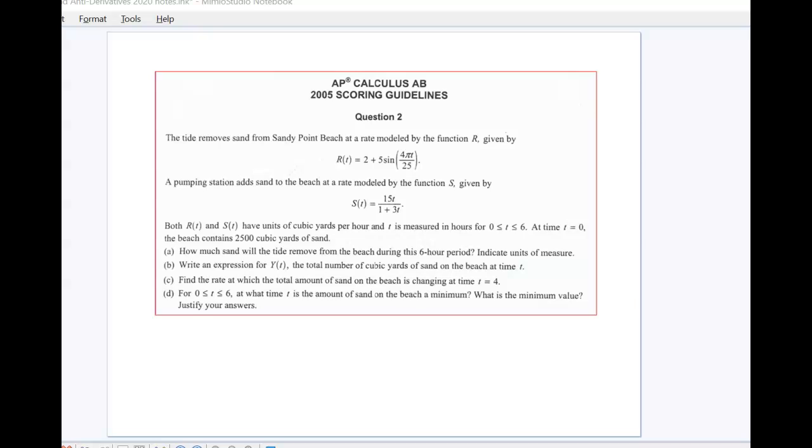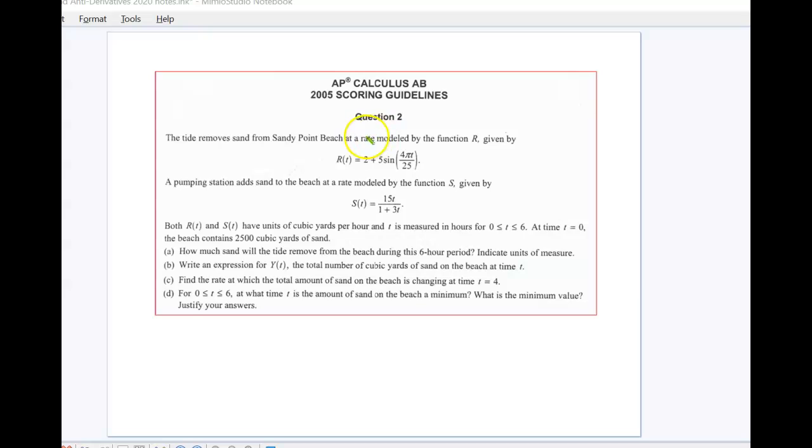We're going to continue our lesson on section 5.3 on definite integrals and antiderivatives, looking at a few AP Calculus free response questions. In this first question, from the 2005 exam, it says the tide removes sand from a sandy beach at a rate modeled by the function r given by r of t is 2 plus 5 sine 4 pi t over 25, and the pumping station adds sand to the beach at a rate of 15t over 1 plus 3t squared.